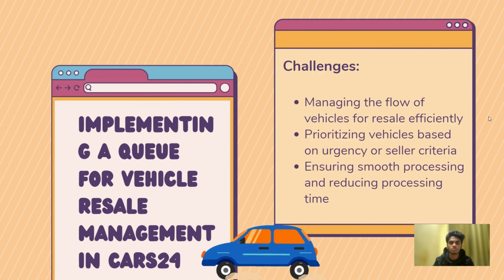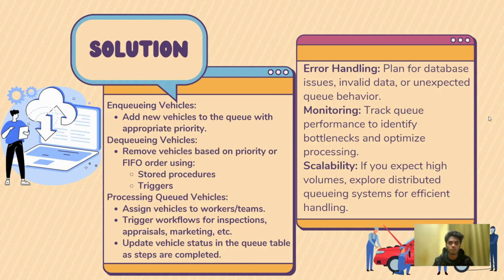The challenges faced here are managing the flow of vehicles for resale efficiently, prioritizing vehicles based on urgency or seller criteria, ensuring smooth processing and reducing processing time. The solutions are enqueuing vehicles: add new vehicles to the queue with appropriate priority. The next one is dequeuing vehicles: remove vehicles based on priority or FIFO, first in, first out order, using stored procedures or triggers.